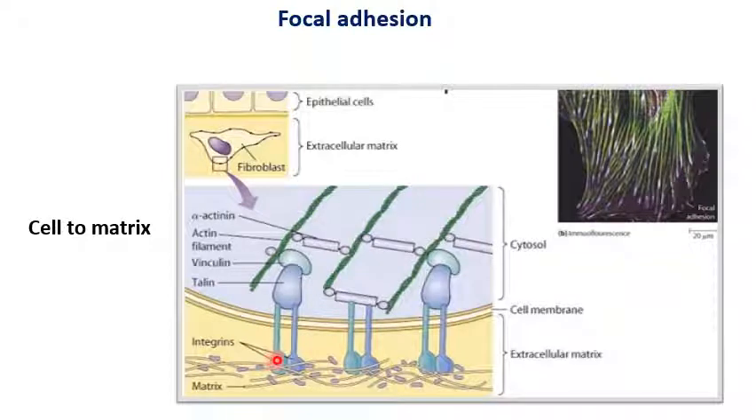These integrins have two subunits, alpha subunit and beta subunit, but among them the beta subunit is attached to the extracellular matrix, and the other domain of the transmembrane protein, you can see, is attached to the actin filament. Alpha-actinin is attached to the actin filament, and this is how the cell-to-matrix interaction takes place. And this is the immunofluorescence image of the focal adhesion.